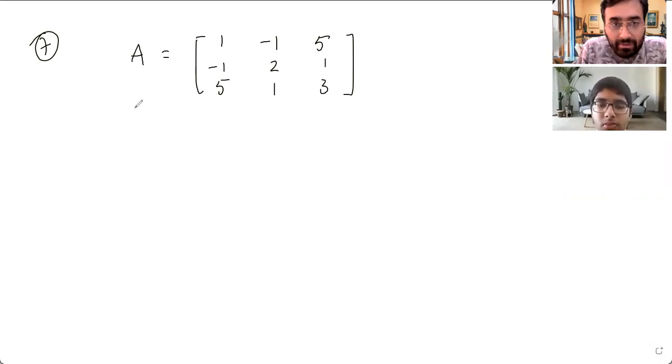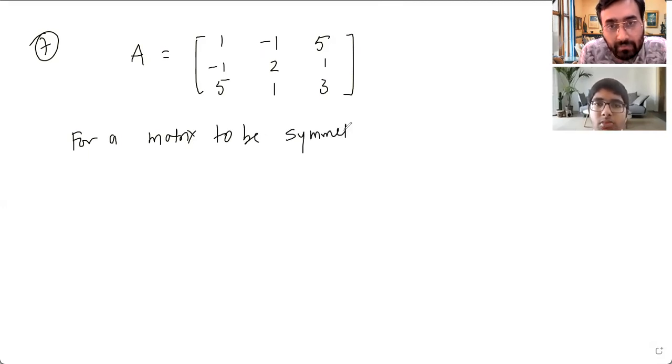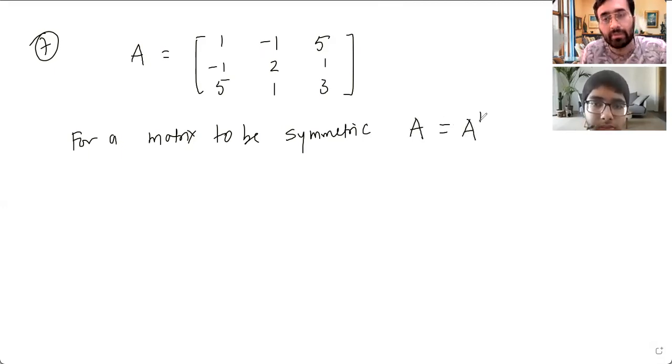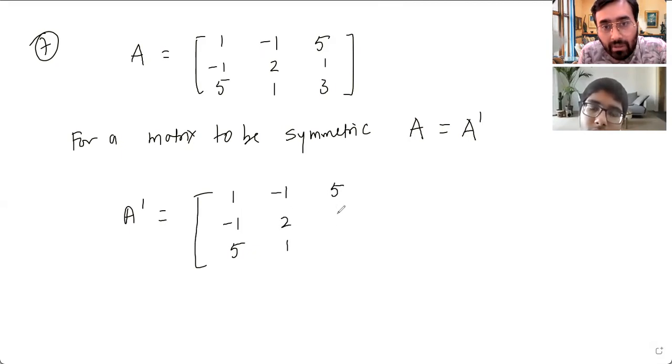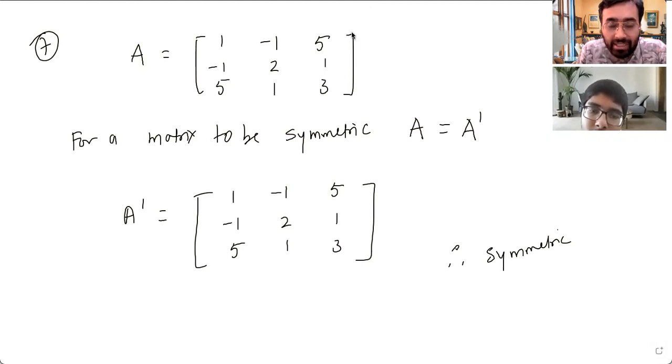The concept is that for a matrix to be symmetric, A should be equal to A dash. Like if I take the transpose, they should be the same. So if I take a transpose of it, it will be 1, -1, 5, -1, 2, 1, 5, 1, 3. They are the same, therefore symmetric. Got it? Yes. So that's why it is symmetric.